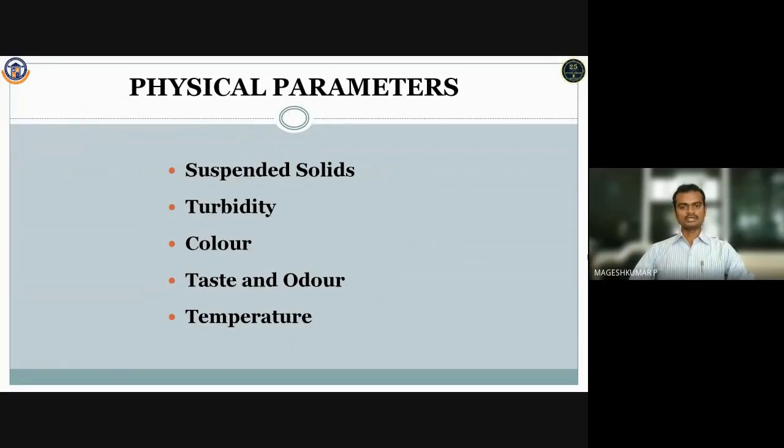These are all the physical parameters. You can see the suspended solids. The solids which are in suspension are called as suspended solids. And turbidity, we can see the turbidness or murkiness of water, that is called the turbidity. And next, color, taste and odor, and the temperature. These are all the physical parameters of any water or wastewater.